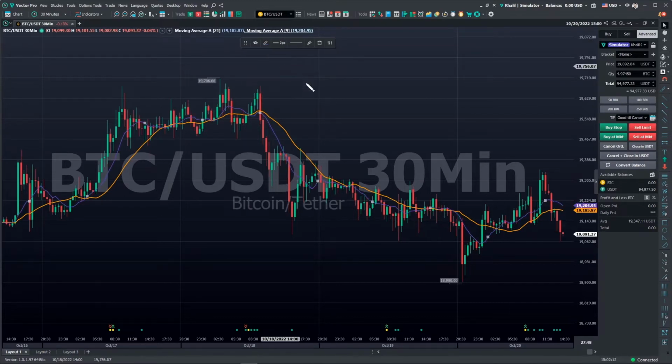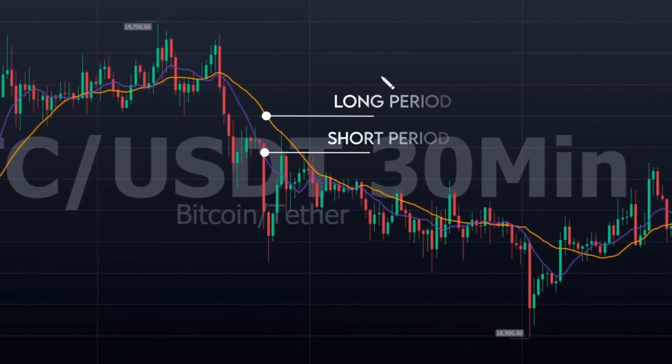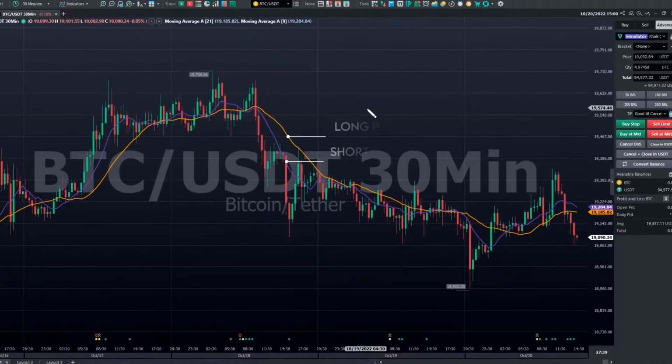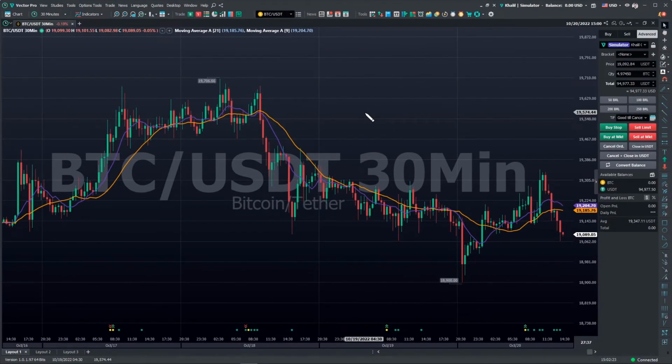Now that you have come this far, let's remember what we saw until now. The orange average is the longer one. Now in purple we have the shorter one. Now, let's remember what is the average crossing.